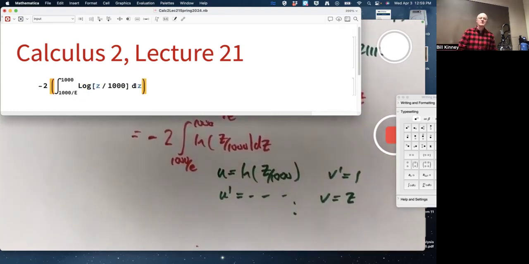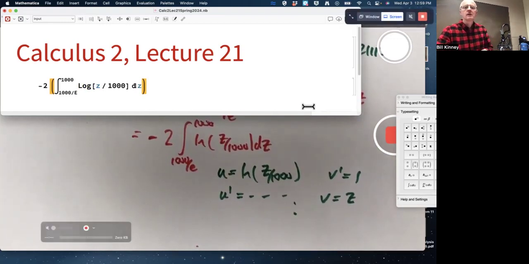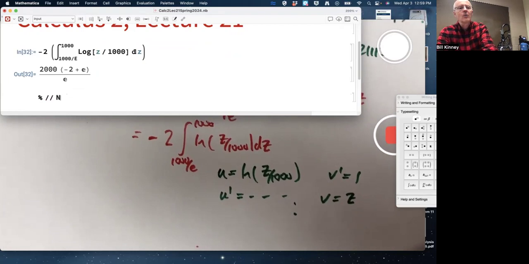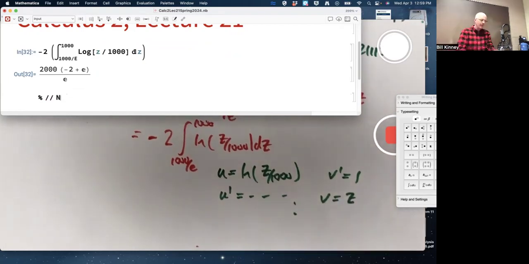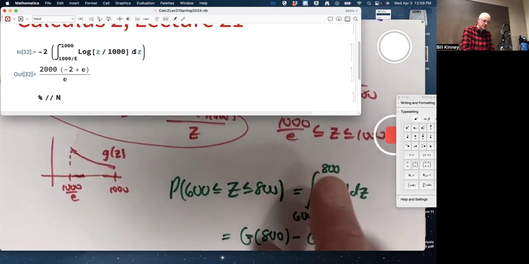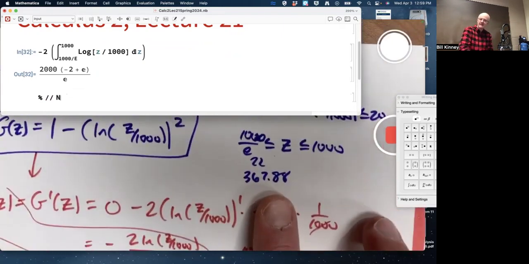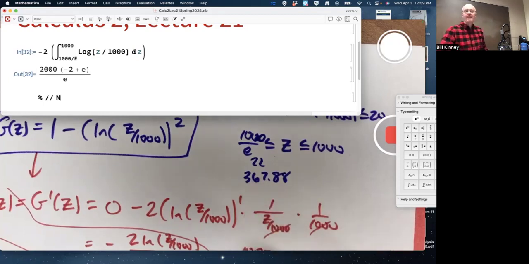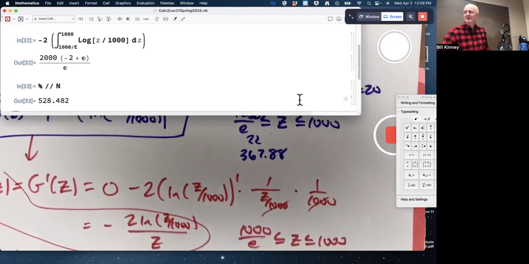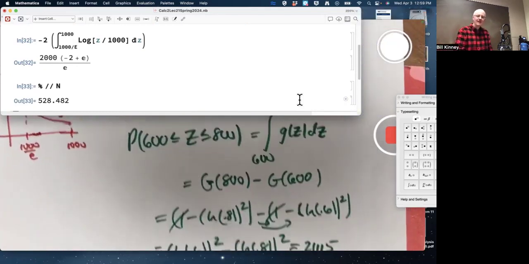Should be a positive number. There it is. What should it be approximately? It should be closer to 1,000 over e than it is to 1,000. Should be closer to 368 than 1,000. Halfway between 368 and 1,000 is somewhere around 600 something. This should be less than 600 something, hopefully. Yes, it's 528. That was the answer I gave you.